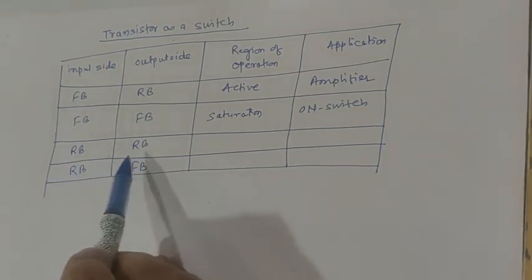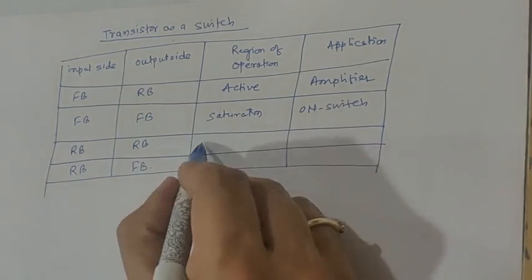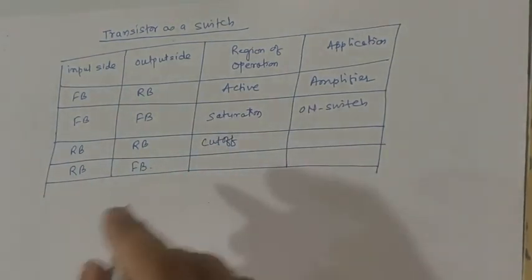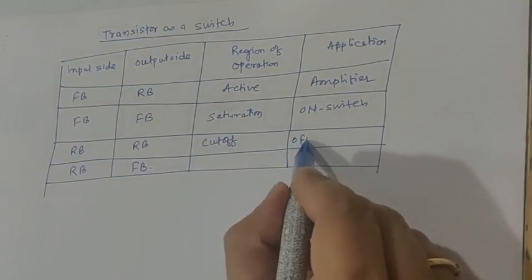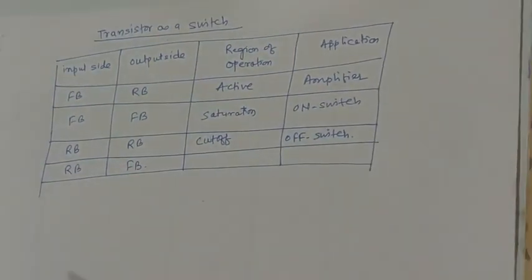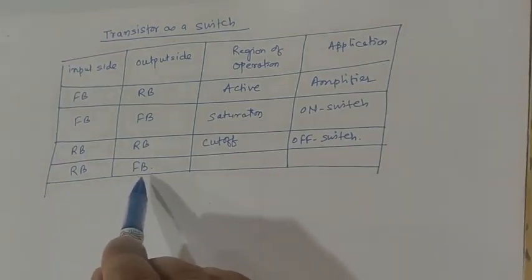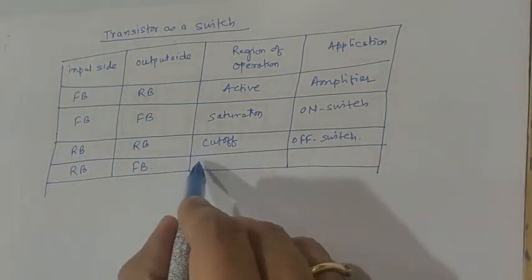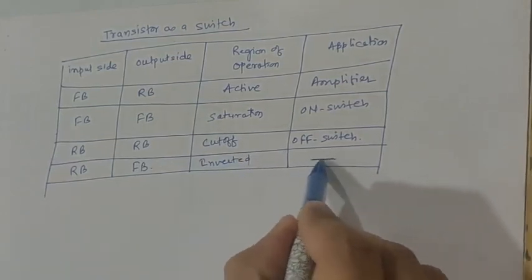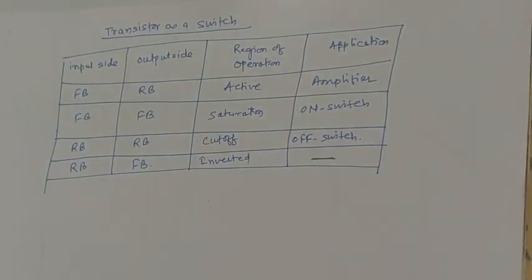Similarly, when both sides are reverse bias, no current will flow in the circuit, and therefore this region is called the cutoff region, and the operation is an off switch because no current flows in the circuit. Now input side reverse bias and output side forward bias is called the inverted region, and as such there is no application for this particular region.